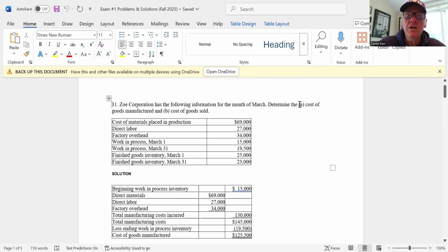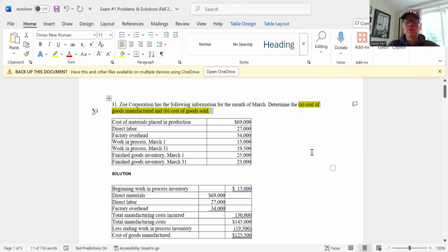And the first question is 31. They want us to determine the cost of goods manufactured and the cost of goods sold. Now, I goofed. I should have told you folks that I expected you to show your work. I expected you to prepare schedules to support your answers. So if you didn't do that and you just jumped right to the answers, this time I accepted it for credit because I didn't emphasize that in my briefing instructions. But in the future, in order to get credit, you always have to show your work, okay?